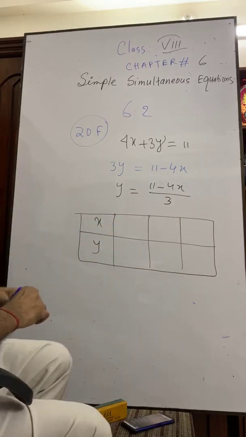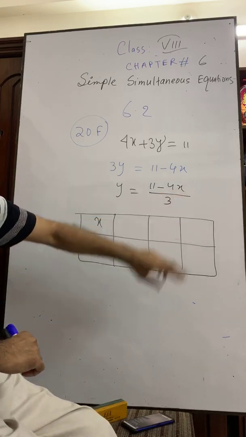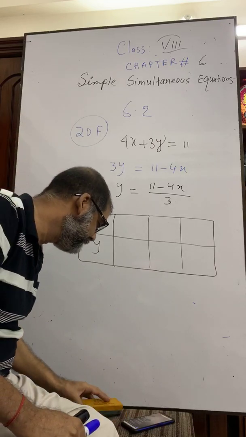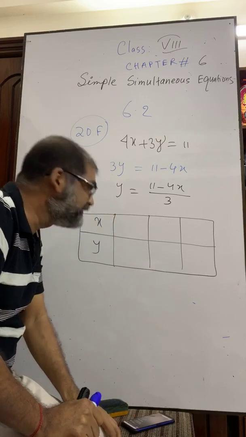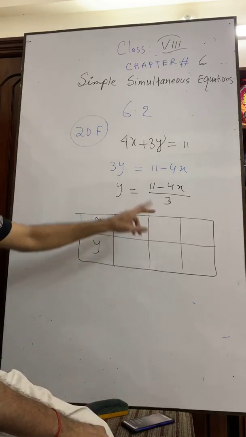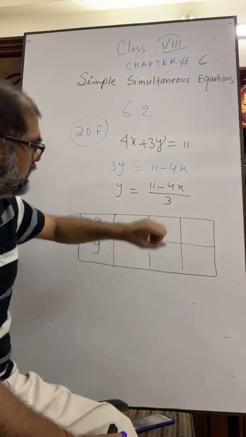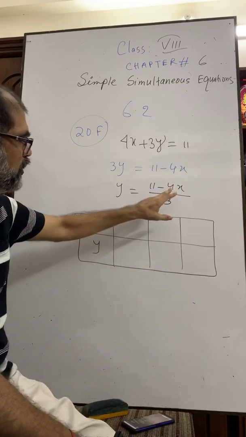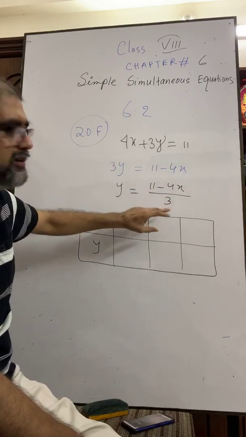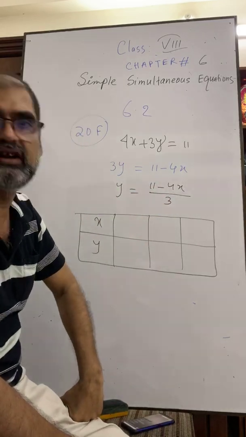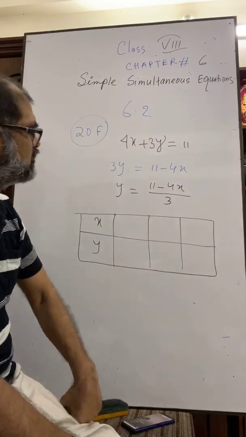Okay, if x equals 0, pay attention with me. If x equals 0, that means 4 into 0, that is 0. So 11 minus 0 is 11. 11 by 3 is not a natural number, it's not an integer. So it will be a fraction.